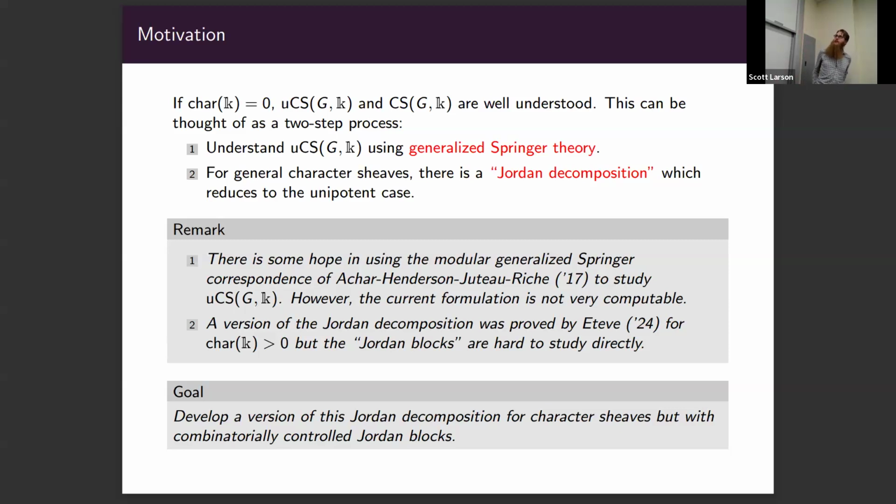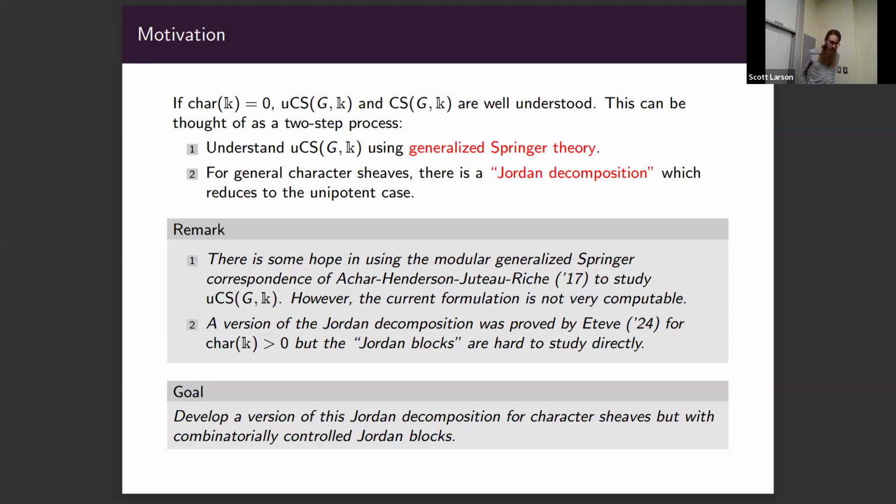Now, I'm not going to attempt to really answer the first part. I certainly want to eventually, but it is quite difficult. There is a modular version of the generalized Springer correspondence due to Achar, Henderson, Juteau, and Riche. And in theory, this might allow you to study unipotent character sheaves, but the current formulation is not very computable. In the characteristic zero story, there are some nice algorithms that let you compute these stalks. It's still not easy, but it's certainly possible. Whereas at least right now, there are no nice methods in the modular case. However, we're just going to ignore that for now and really just focus on the second part.